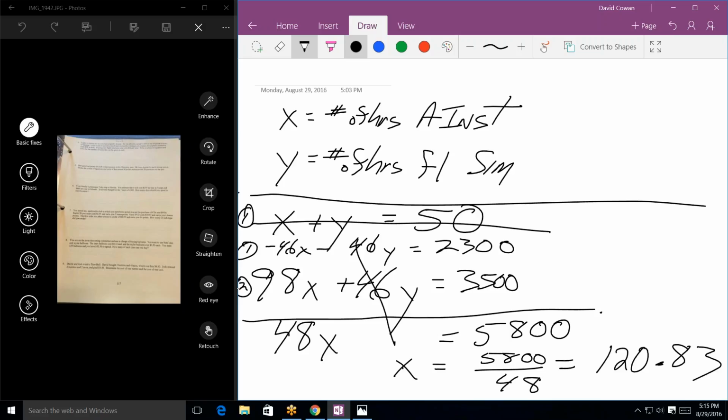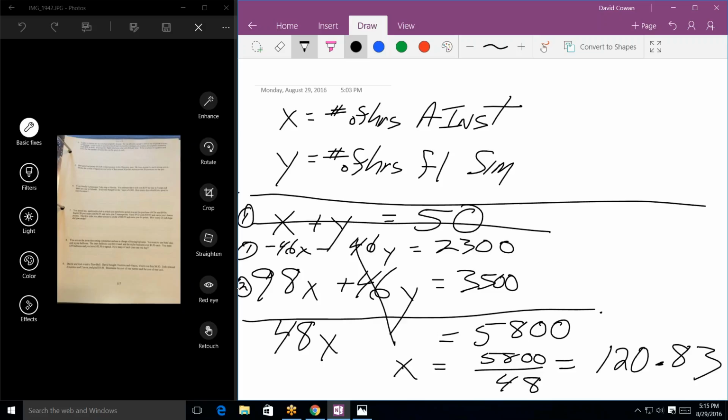Well, that's a little interesting. I guess you can split up hours, right? You don't have to do a full hour of instruction. You can do 0.83. So this doesn't necessarily have to be an integer.